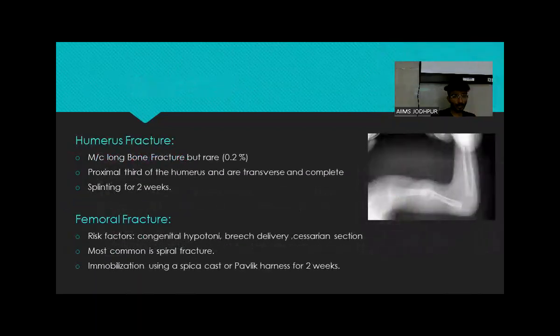The next is humerus fracture. Even though rare, it is the most common long bone fracture which can occur, and it usually occurs in the proximal third of the humerus and is transverse and complete. Splinting for 2 weeks is required. Following this is the femoral fracture. It is mainly associated with risk factors like congenital hypotonia, breech delivery, and cesarean section. The most common among them is the spiral fracture. The management is usually with a Pavlik harness, cast or hip spica cast, applied for 2 weeks.